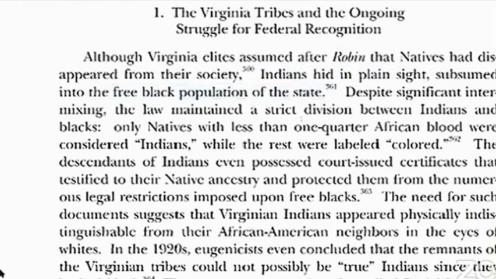Despite significant intermixing, the law maintained a strict division between Indians and blacks. Only natives with less than 1/4 African blood were considered Indians, the one drop, right? While the rest were labeled colored.